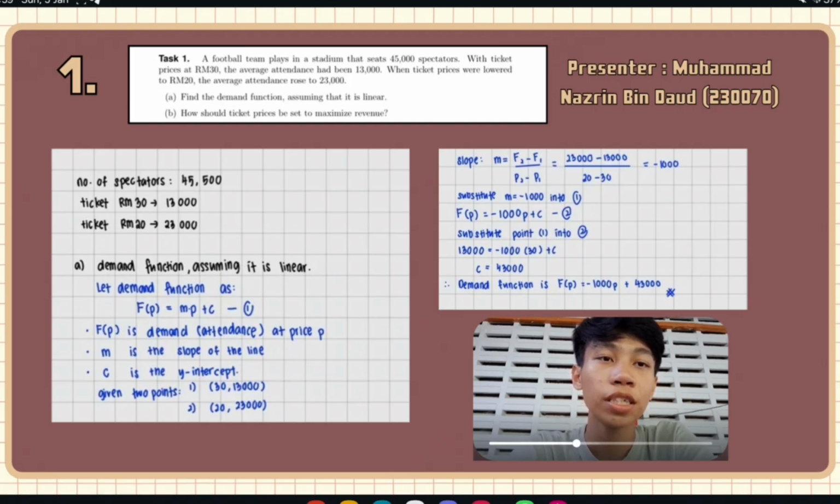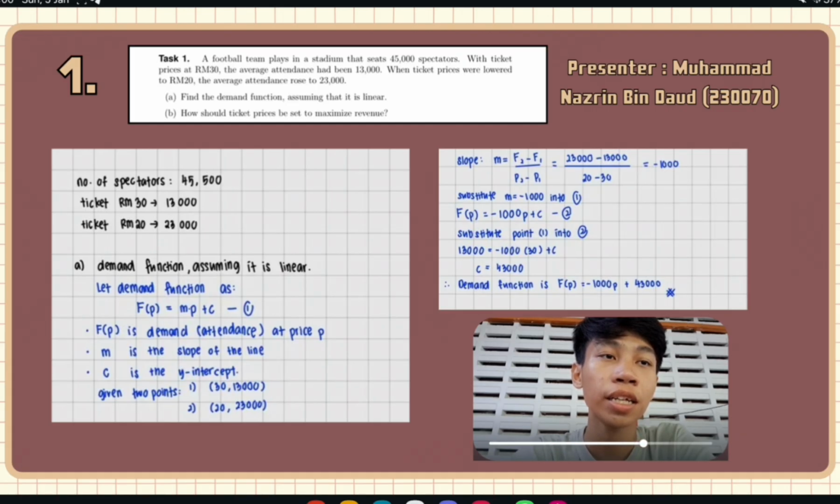Given the 2 points in the question, when the price is 30 ringgit, the attendance is 13,000, and when the price is 20 ringgit, the attendance is 23,000. We can find the slope using the slope formula and get the answer for the slope, which is negative 1,000. We substitute the slope value into our first equation.